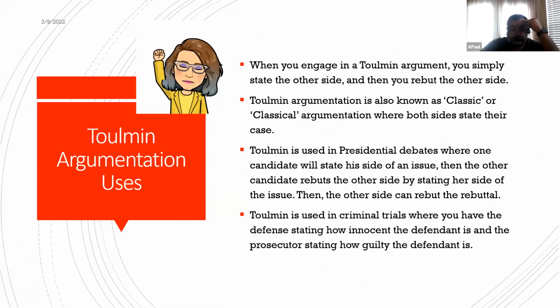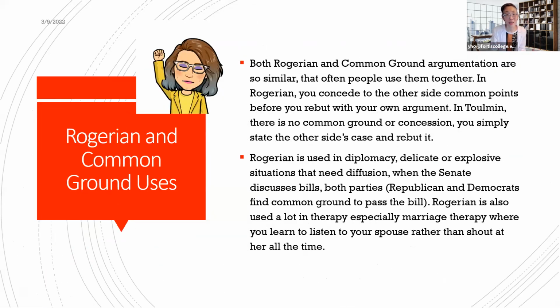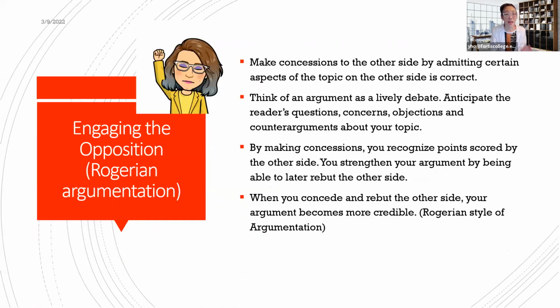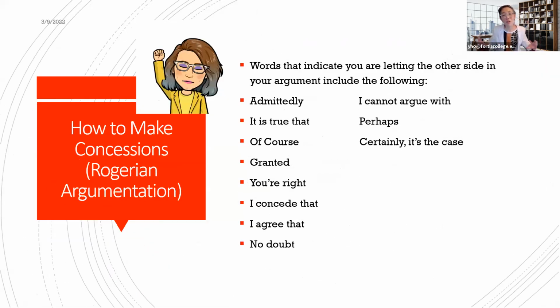And so here I write about Toulmin used in presidential debates, criminal trials. Rogerian is used in therapy, people in therapy, diplomatic and controversial and anything delicate. And when you make concessions, you recognize that there are some points of the other side that are correct. How do we make concessions? We use words like, admittedly, I agree that such and such could be good for you, and such and such.